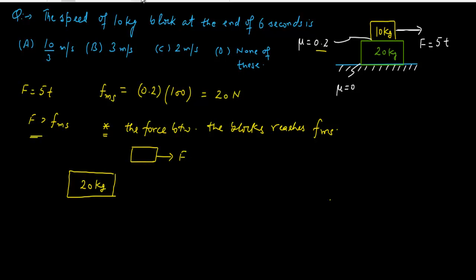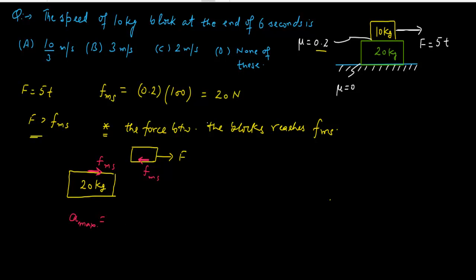So this is the applied force, and the force of maximum static friction, or you can say the force of friction, will act in this direction, and the force of friction on this 20 kilogram block is acting in this direction. Now we are assuming that this force acting on the 20 kilogram block is the force of maximum static friction, so that we can calculate the maximum acceleration that can be achieved by this 20 kilogram block.